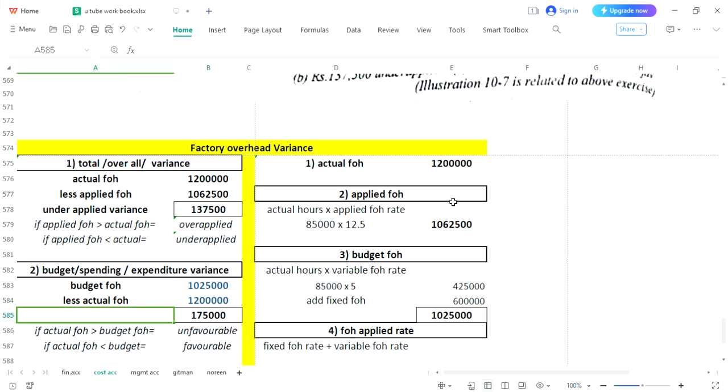It's time to conclude about this variance by putting focus upon actual. Actual was 12, budget was 10, actual was more. So whenever actual is more, it would become unfavorable budget variance, which is 1,75,000.